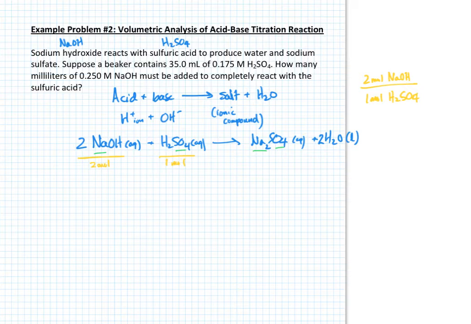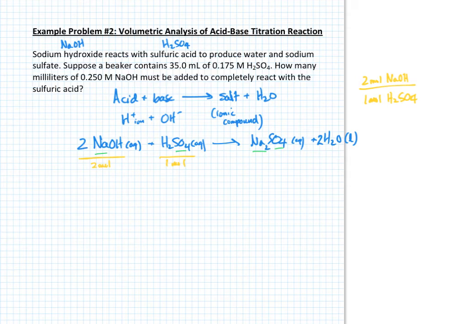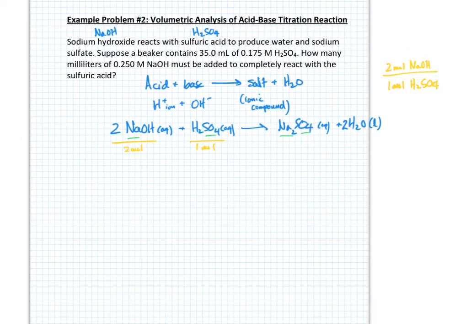I do this a little differently than most of the books do it. So if you follow my logic here, you'll see how I approach this problem. When you look at these problems, there are always some similarities. One of them will have enough information: a volume and a molarity. So it says, suppose a beaker contains 35 milliliters of 0.175 molar H2SO4. Whenever you have a molarity and a volume, you can find the number of moles, and you do not need the molecular weight. So the question is, how many milliliters of a different molarity sodium hydroxide solution must be added to completely react with the sulfuric acid?